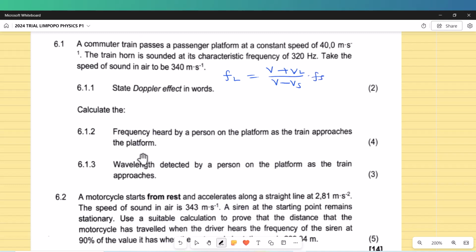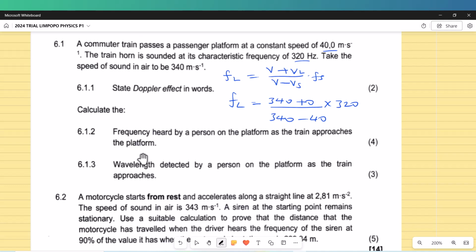So in this case, for F listener, the V given here is 340. Then the listener is stationary, so plus 0, divided by 340. The sound source is the moving train, 40 meters per second, so it's minus 40 altogether. The frequency was 320, so times 320.